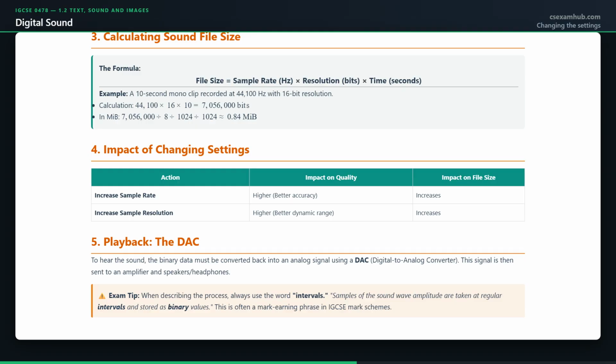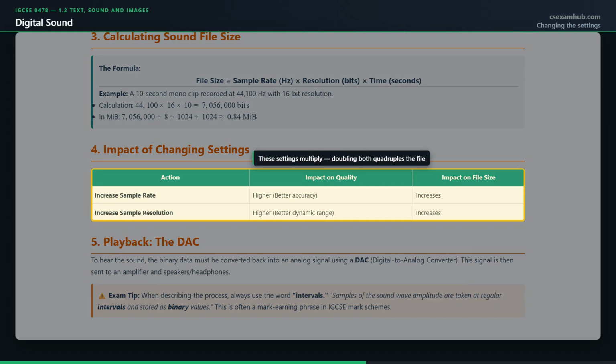And because the formula multiplies, halving the sample rate halves the file, but halving both the rate and the resolution quarters it. That multiplication is the thing to notice. These settings compound rather than add. If a question asks what happens to the file size when the sample rate is doubled and the resolution is doubled, the answer is 4 times, not twice.